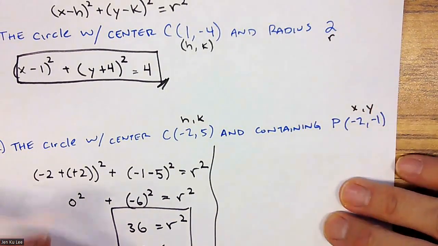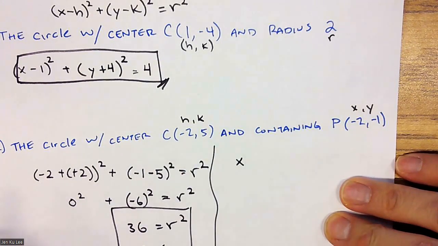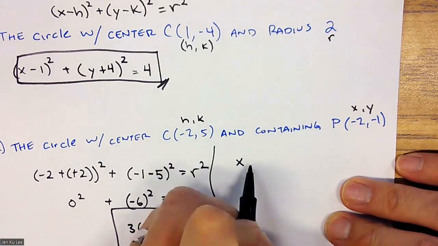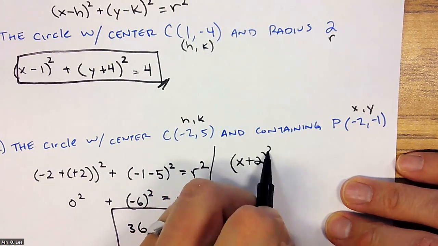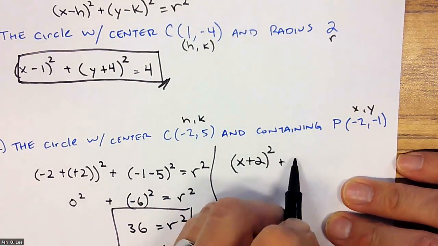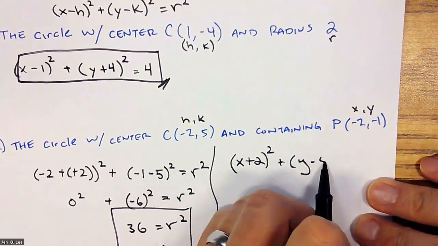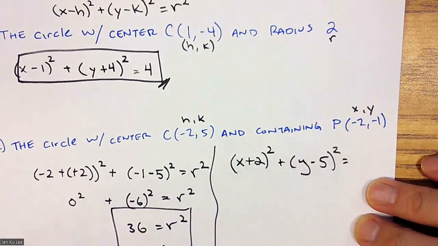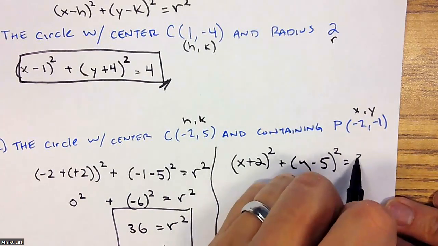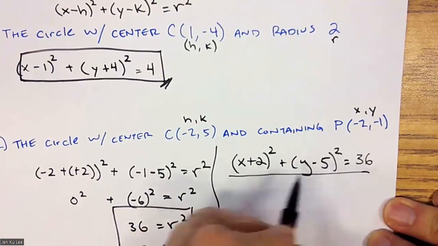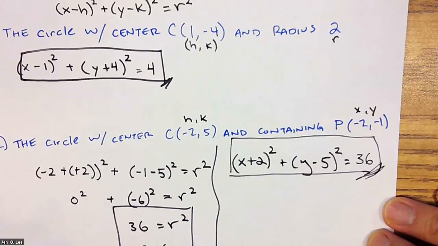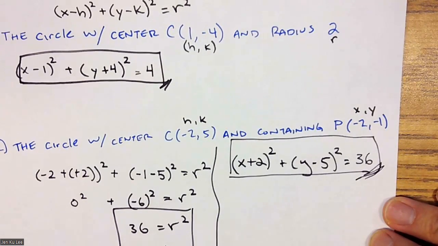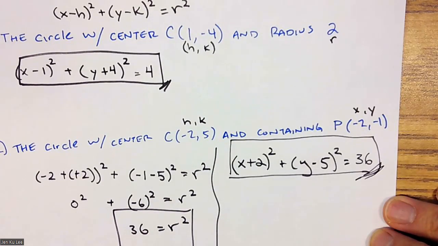the circle. So x minus -2, so it would just be plus 2 quantity squared, plus y minus 5 quantity squared equals 6 squared, which is 36. That would be my equation. Okay? Questions on that?